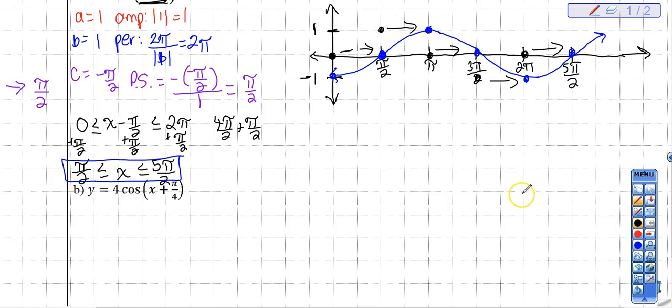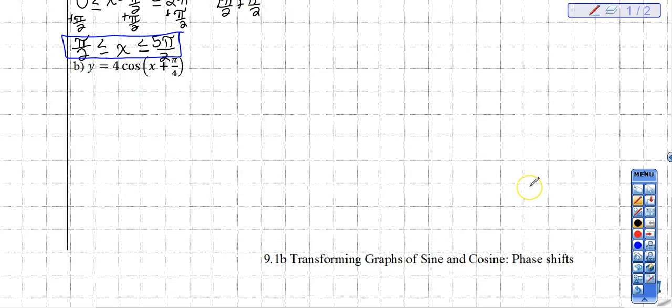Questions? No? Okay. Then we got one more to do and then we're done for today, and then you can do some practice. So the next one here is a cosine function, which has an amplitude change and it's got a phase shift. So let's identify our amplitude. Our A is 4, so our amplitude is, well, remember it's the absolute value of 4, which is 4.